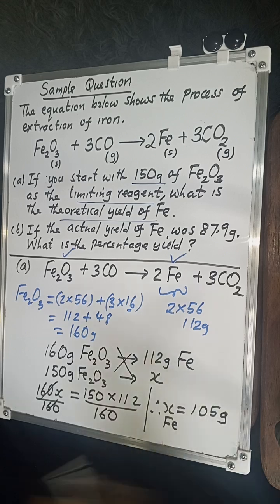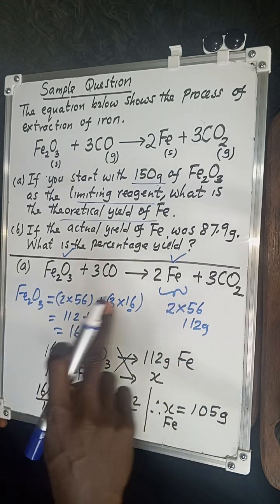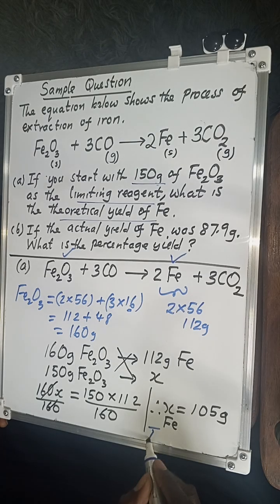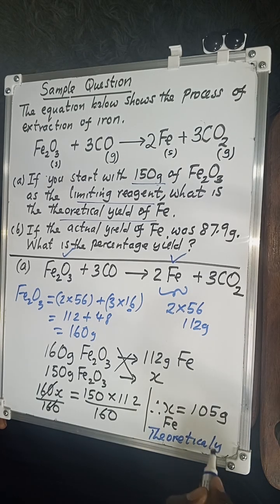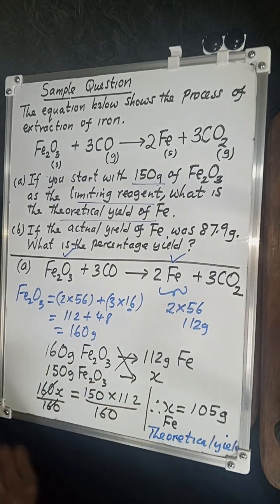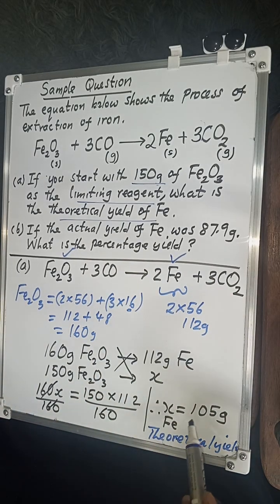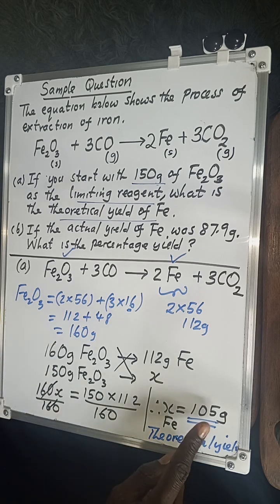This 105 grams of iron, which we have obtained from calculating the amount of product, is what we call the theoretical yield. So if you have been calculating from a balanced chemical equation, the amount of product you have been calculating is what we call the theoretical yield. That's the way we calculate the theoretical yield. It is simply 105 grams of iron.